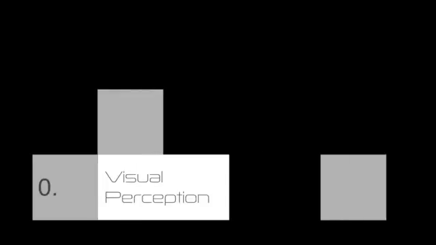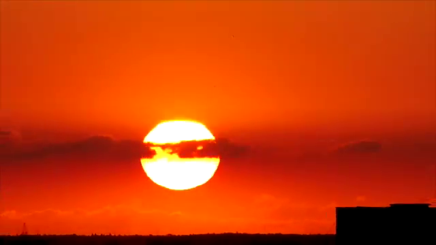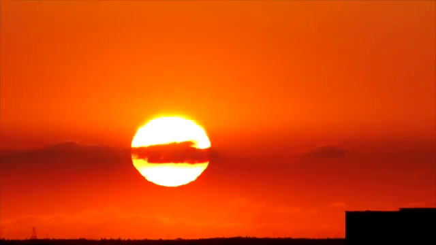Let's try to break down visual perception. Visual perception is simply what you see. And within the category of the visual, there are two subcategories, one being pure visual perception and the other contextual visual perception.